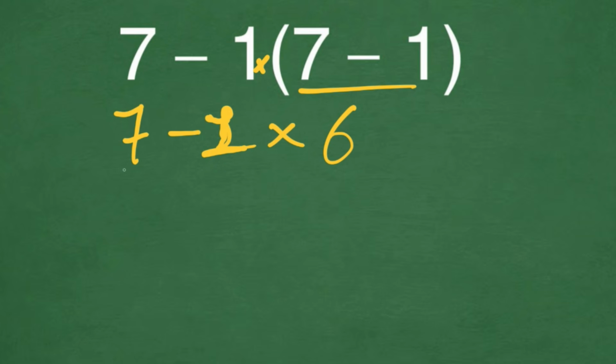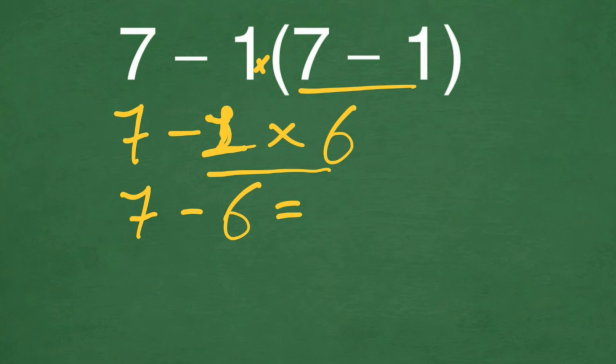So in this equation, we have multiplication, we have subtraction, and multiplication should be solved first, right? So 1 times 6 gives us 6, and 7 minus 6 is equal to 1. So the final answer to this question is 1.